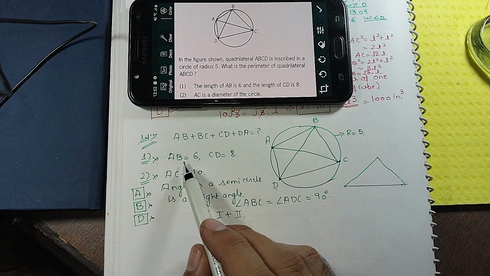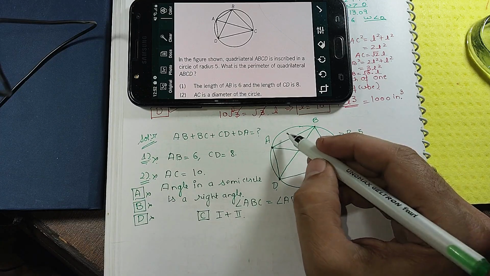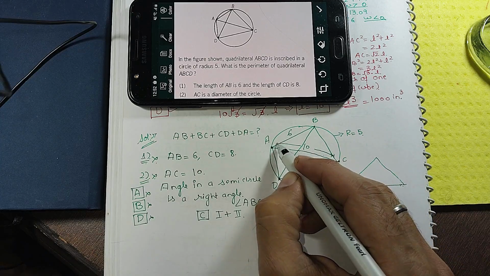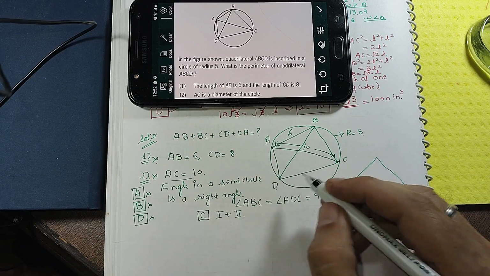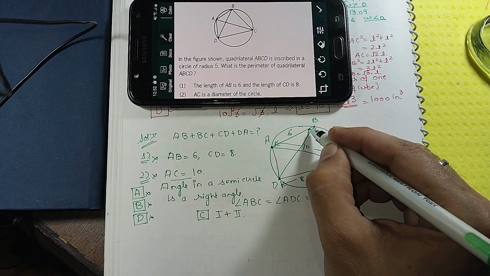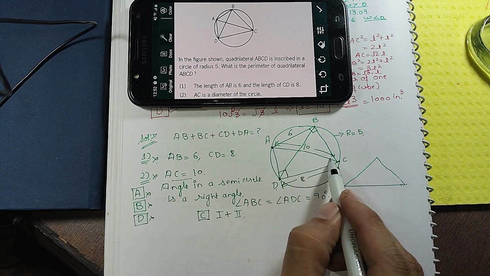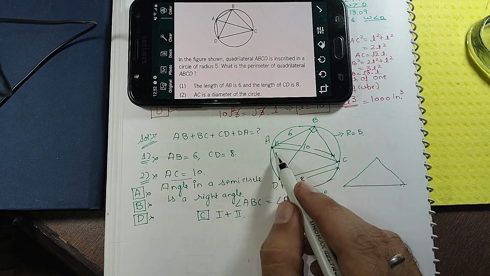Now statement 1 says AB is equal to 6. So this is 6. Now I can write, when I am combining the statements, AC is 10 and CD is 8. One more thing, that this is 90 degrees and this is also 90 degrees, right? Because this is the diameter, so angle in a semicircle will be a 90 degree right angle.